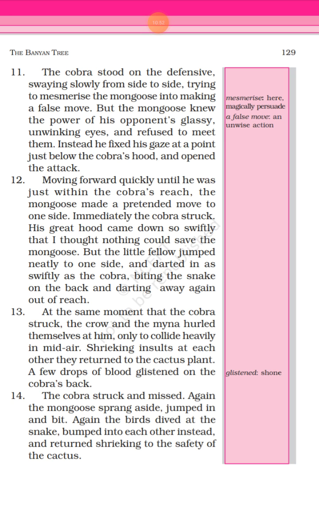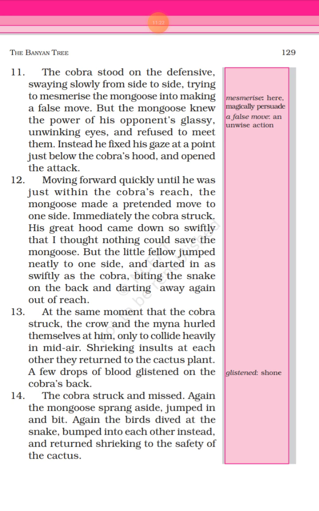The cobra stood on the defensive. Why? It knows the mongoose would attack. Swaying slowly from side to side, moving slowly. Trying to mesmerize. See, its eyes are so shining. Trying to make a false move. It is not a real move. It is only moving half and then it comes back again.